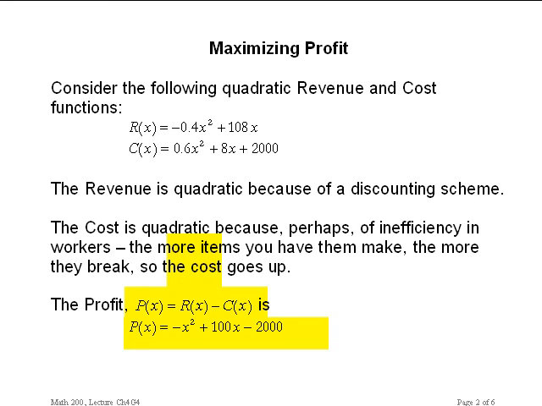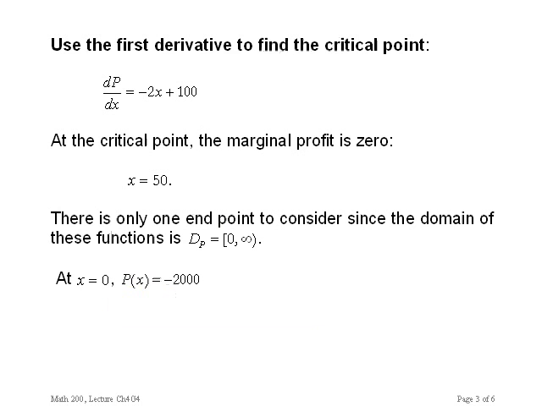So what you're looking for is the vertex, and right now you know that you're looking for a maximum, and that there would be a maximum when you find the vertex because the parabola is opening downward. But we're going to go ahead and use this as an exercise for calculus and solve it using the first and second derivatives. So the first thing I do is take the derivative, and the derivative is minus 2x plus 100.